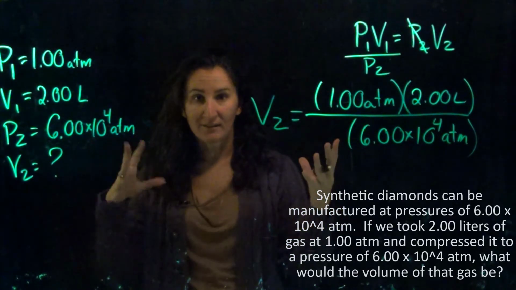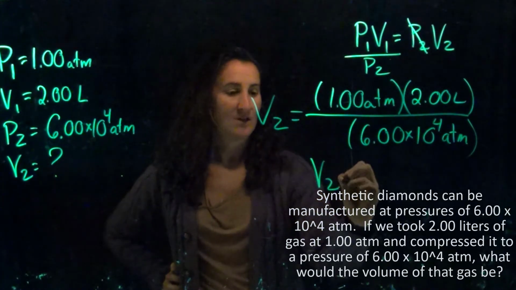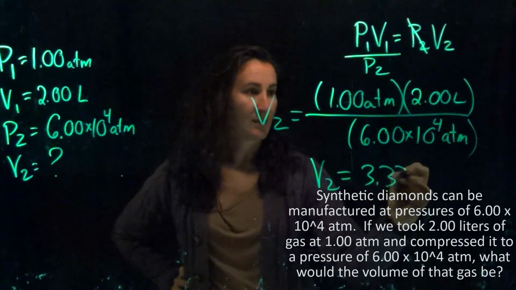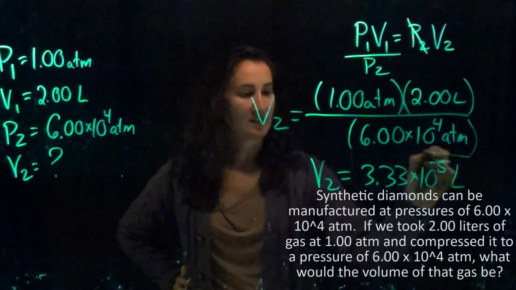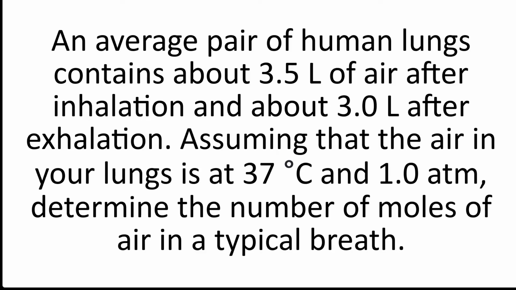So am I correct in that we compressed it to make it more pressurized? Absolutely. So new volume is going to be 3.33 times 10 to the negative 5 liters. And this is another example just using Boyle's law.